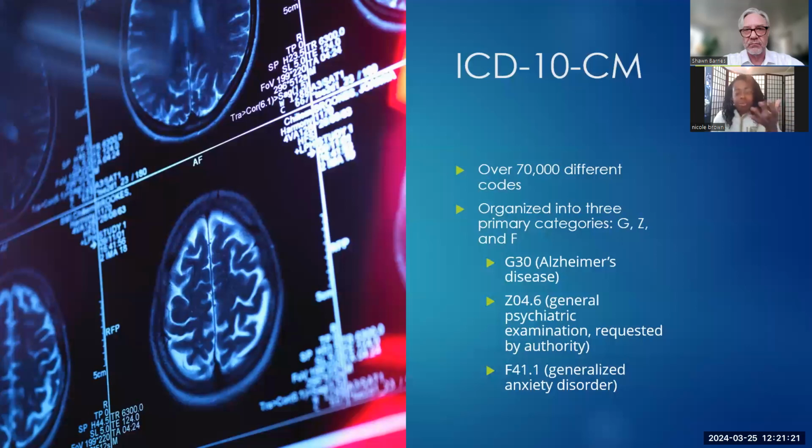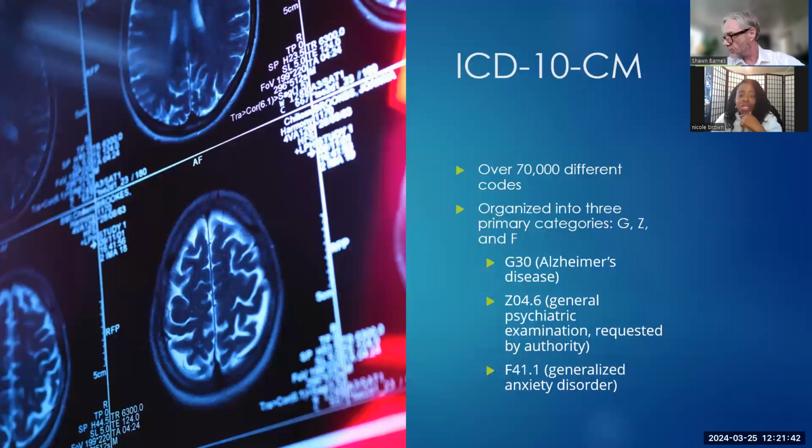Now, we don't have a triplicate form. I tried to look for one because I thought it would be interesting just to find and show you, but we don't necessarily have one. However, the DSM would be our triplicate form. But it's organized into G codes, Z codes, and F codes.